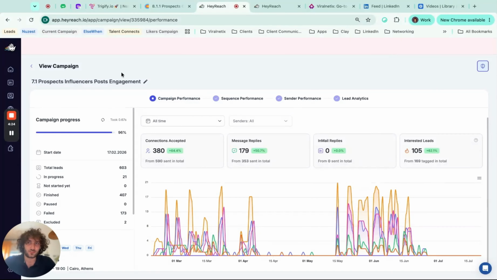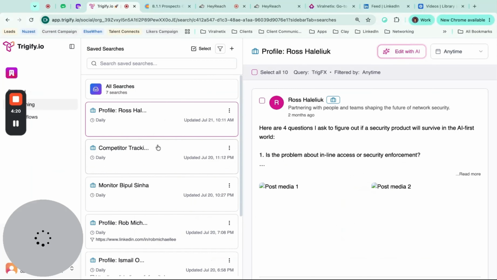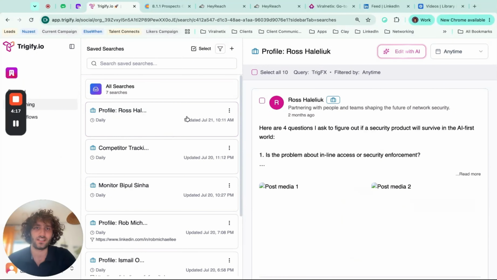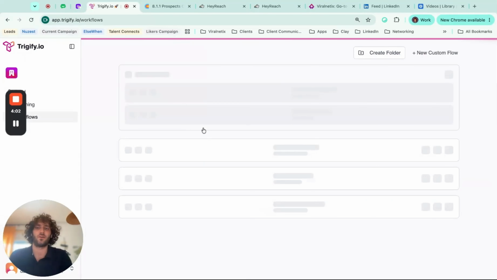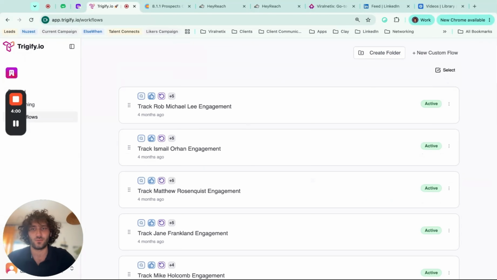So the workflow is Trigify, then Clay, then HeyReach. So in Trigify here, what we did is we mapped the most popular influencers in the cybersecurity niche. Then we tracked every single post that they are posting. So here we can see the past 10 days, what this Ross guy has posted, and then all of those posts are being fed to workflows.